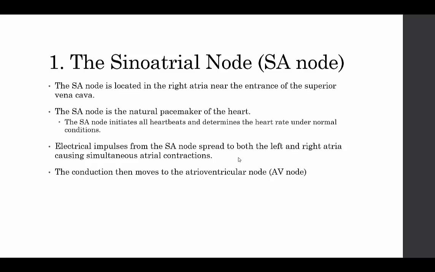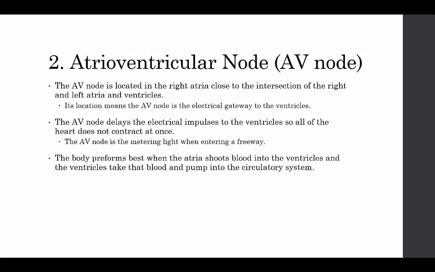The electrical impulses from the SA node spread to both the left and right atria, and this causes a simultaneous contraction of both left and right, pushing that blood into the ventricles. The conduction then moves from the SA node through the atria to the AV node. And the AV node is located in the right atrium. It's right at the intersection of both left and right atria and left and right ventricles. It's in the right side of the atria.